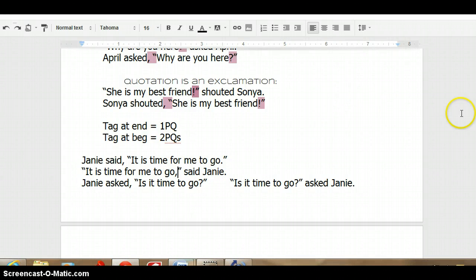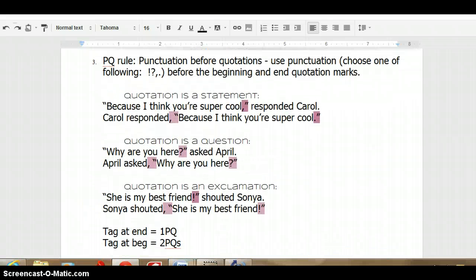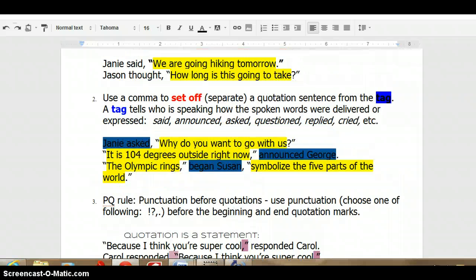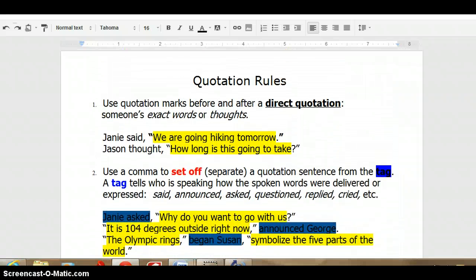Okay, so go back and review. Make sure you know what a tag is, what the PQ rule is, and make sure you do your practice, because that will definitely help.